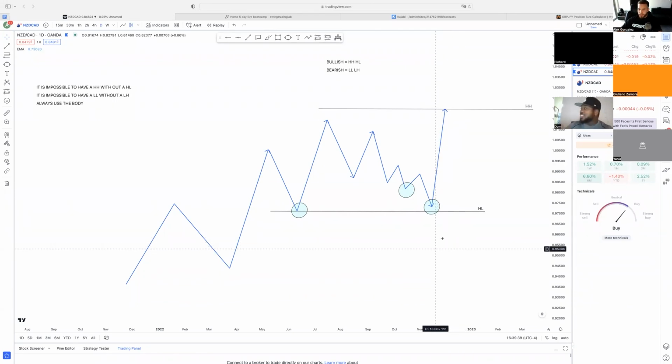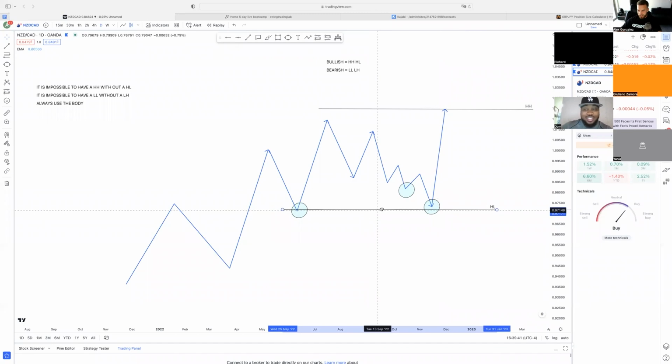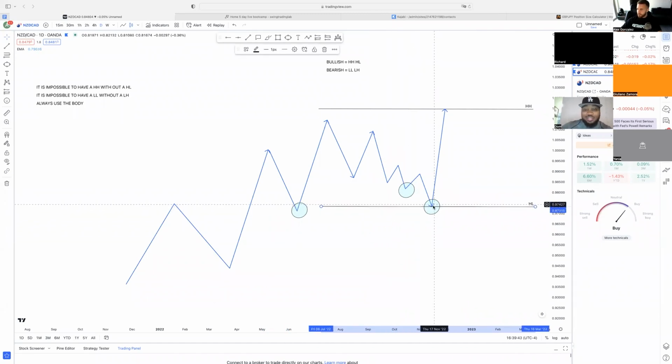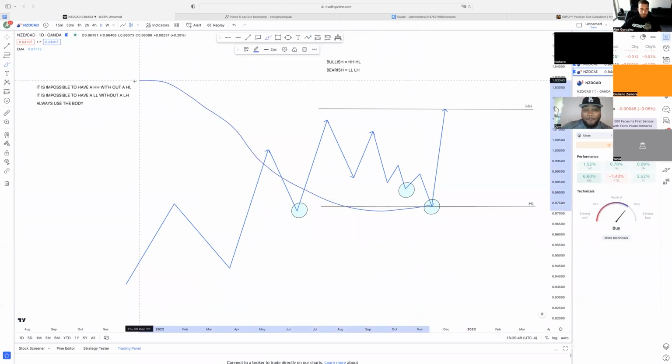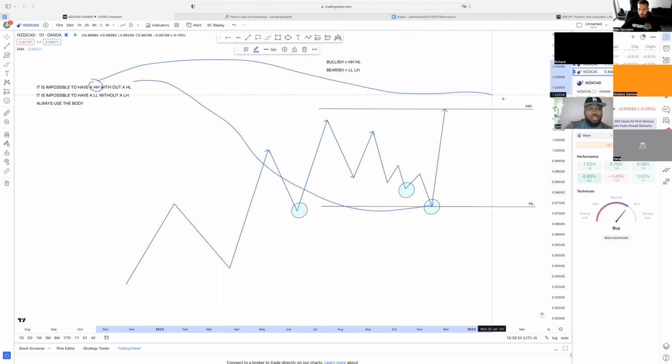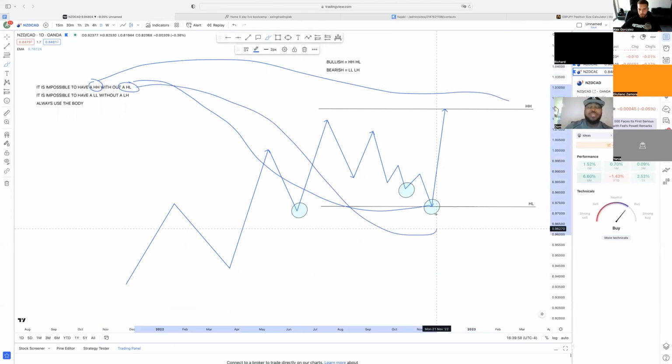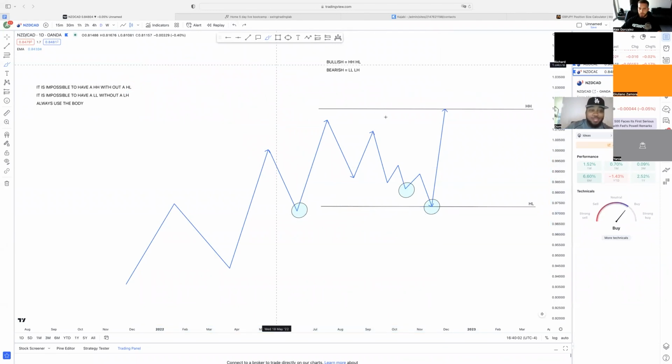Okay, so the correct answer is 3. It is this point right here, because I literally just said it at the beginning. It is impossible to have a higher high, which is this thing right here, without a higher low, which is this point right here. If you have a new higher high, you need to have a new higher low. You can't just leave it at the previous point. That makes no structural sense.